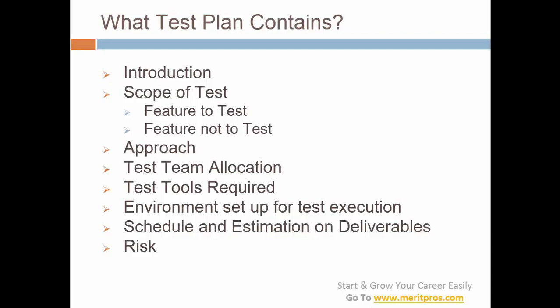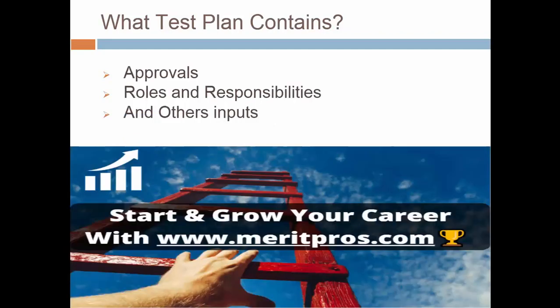Risk. So risk in the sense, what are the kinds of risks that we can face, or if we follow this way, what are the kinds of risks that we will get. So this information will be present in the risk section. Apart from this, approvals. Do we need any approvals, and what are the approvals that we got from our client side or stakeholder side, all that information will be there in this approval segment.